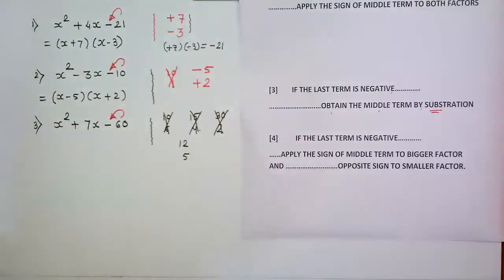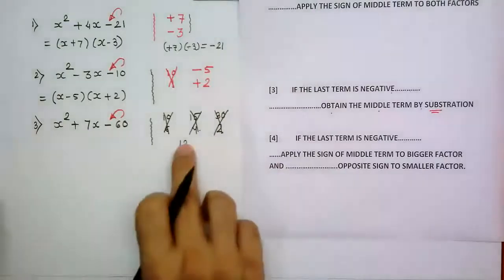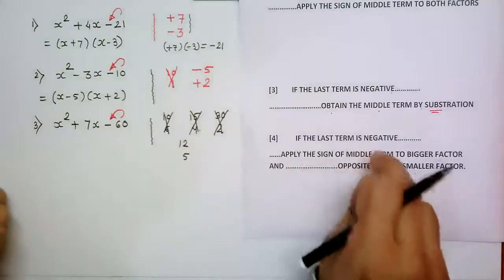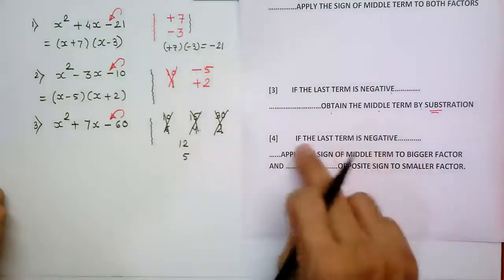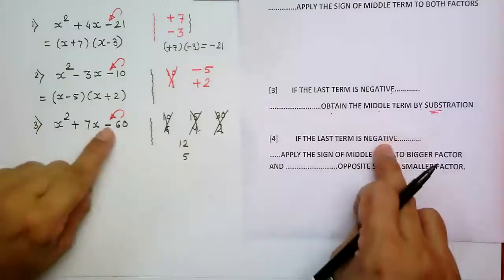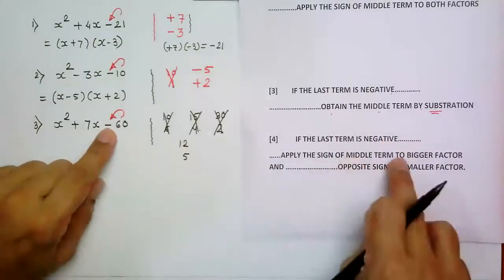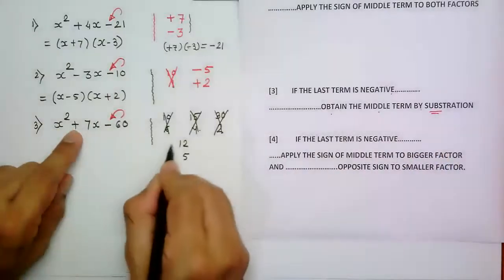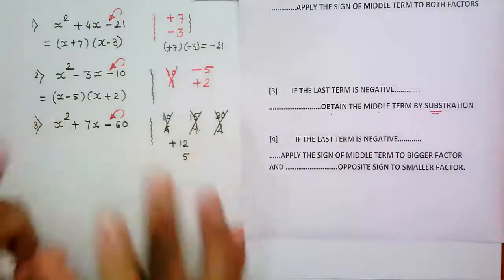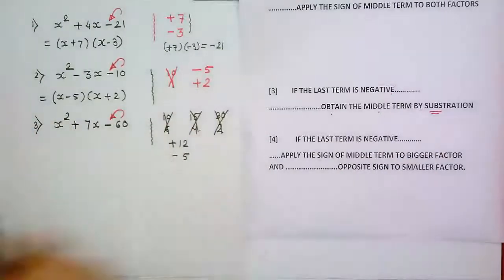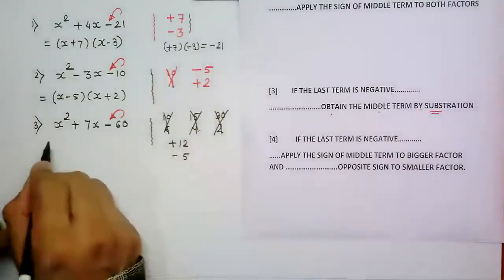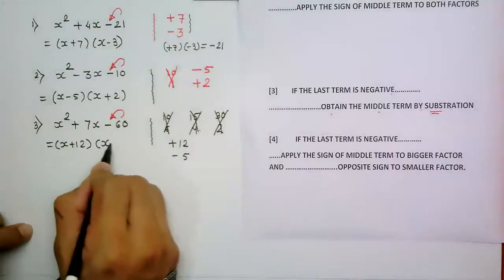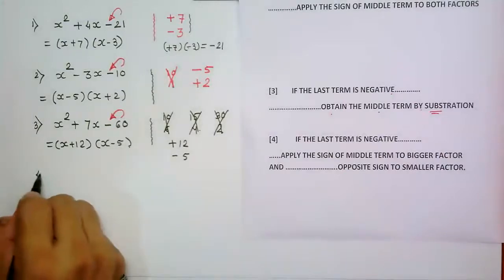That's fine. Now, which sign is to be given to this 12 and which sign is to be given to this 5? It depends on this rule number 4. If the last term is negative, apply the sign of middle term to the bigger factor and opposite sign to smaller. So these are our factors: x plus 12, x minus 5. Next.